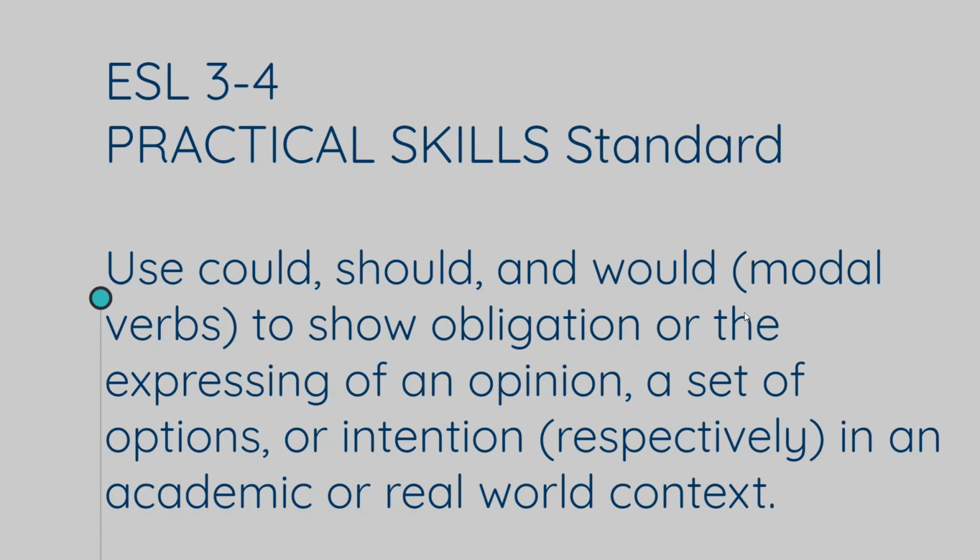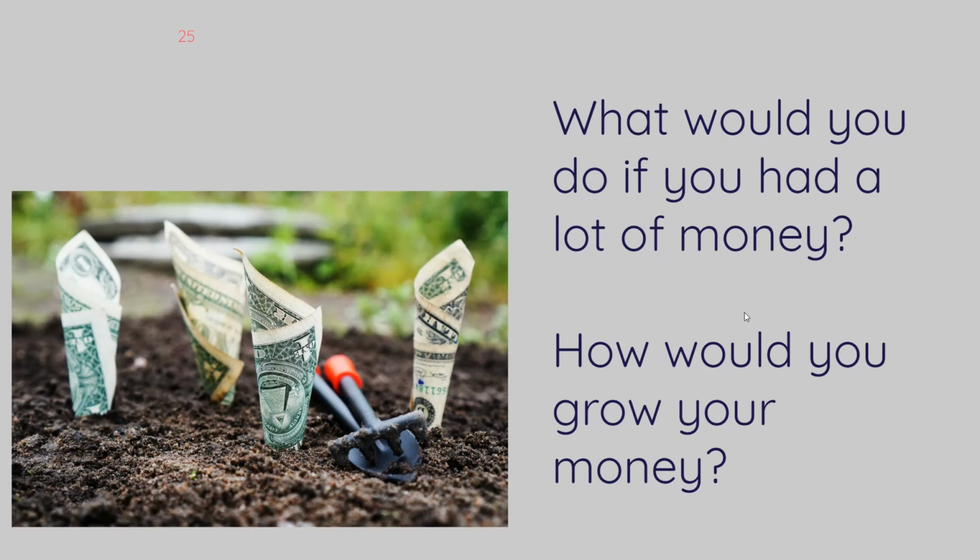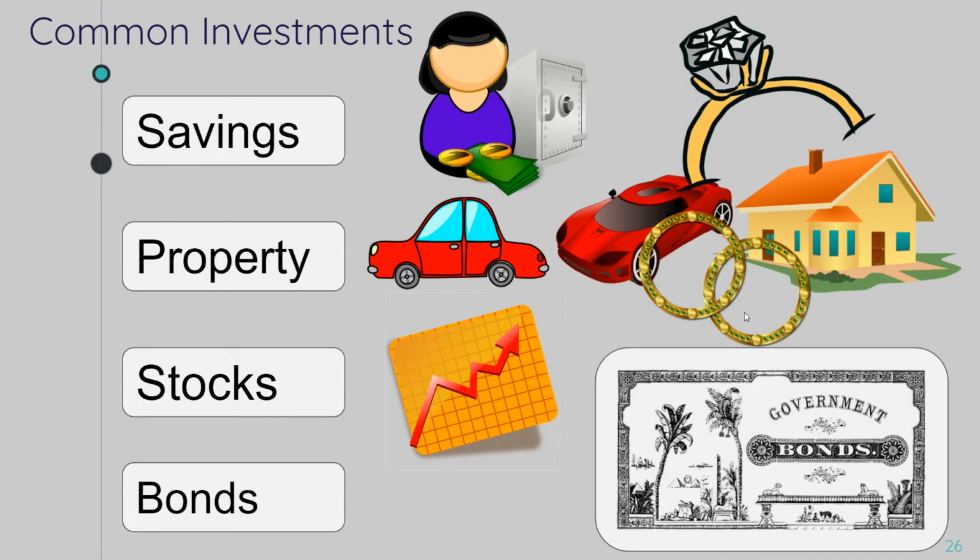All right, so let's move on and look at the modal verbs could, should, and would. We'll use these to show obligation, an opinion, a set of options, or an intention. But let's start with ourselves. What would you do if you had a lot of money? How would you grow your money? There's a lot of common investments. We have savings, property, stocks, and bonds.